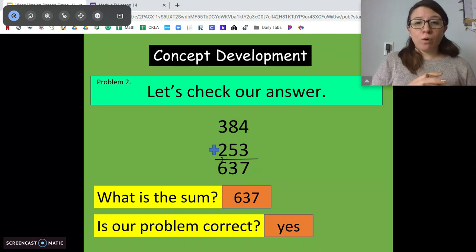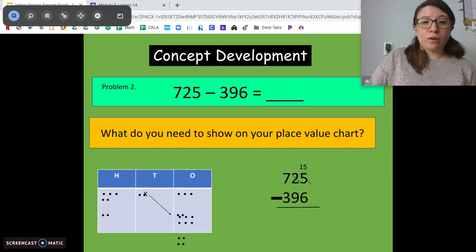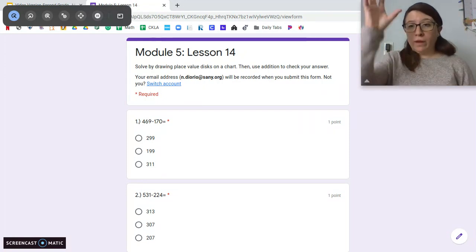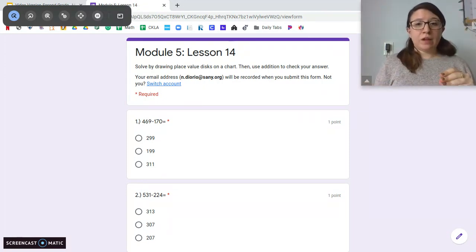Okay? For your exit ticket for today, what you're going to do is solve it with the vertical method and place value discs, and then use addition to check your answer. Add your 2 parts together and make sure they equal your whole. That's how you're going to check to make sure your answer is correct. All right? Good job.